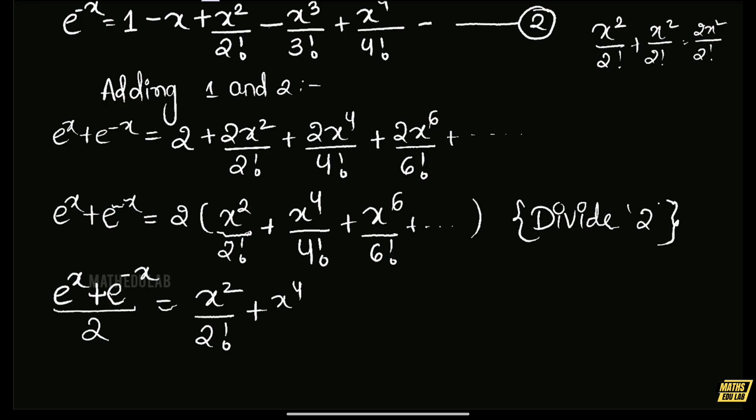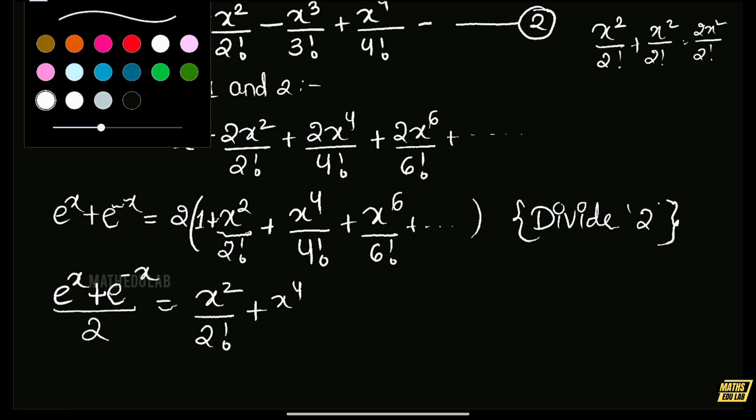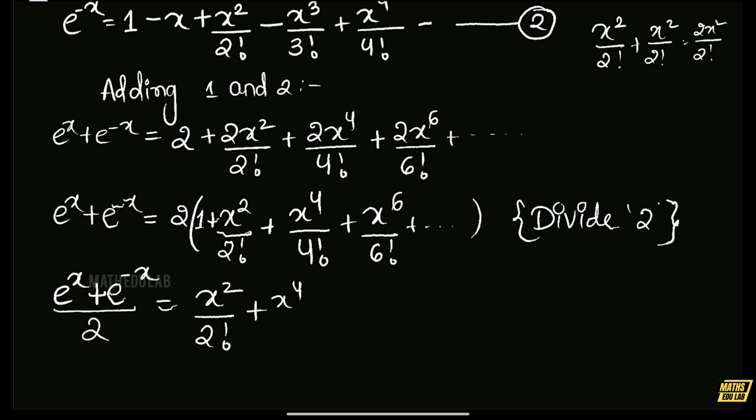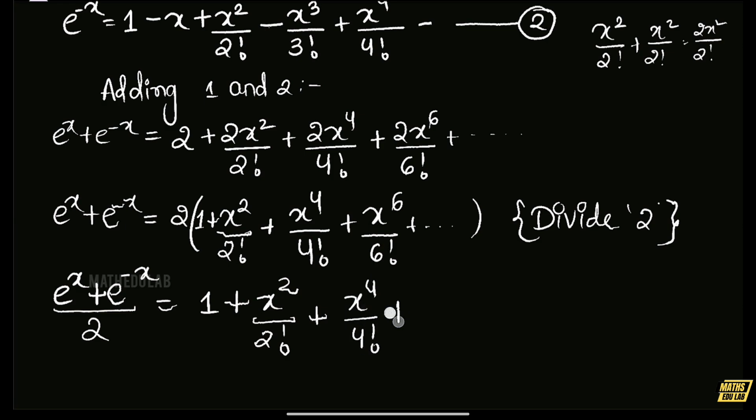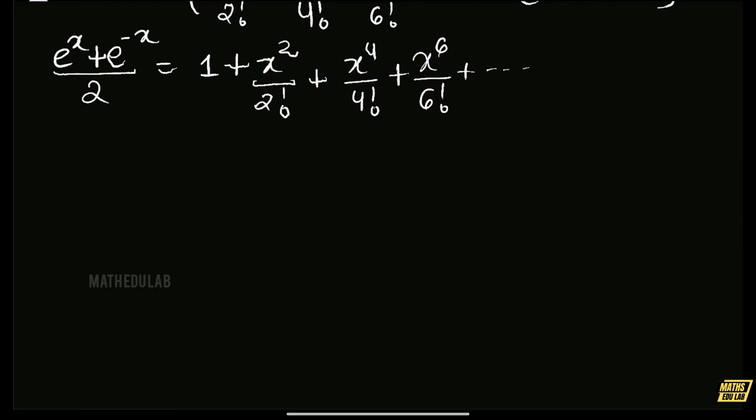So here I made a mistake. When we remove this 2, here we get 1. That means 1 plus, so here also we get the value as 1 plus x square by 2 factorial plus x to the power of 4 by 4 factorial plus x to the power of 6 by 6 factorial, and so on. So this is our cos hyperbolic x value.